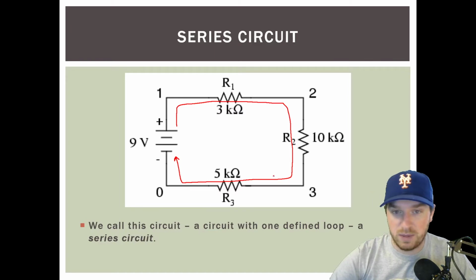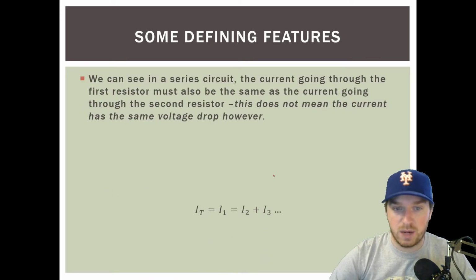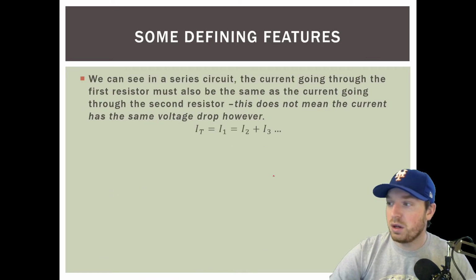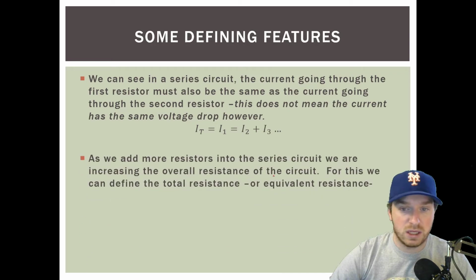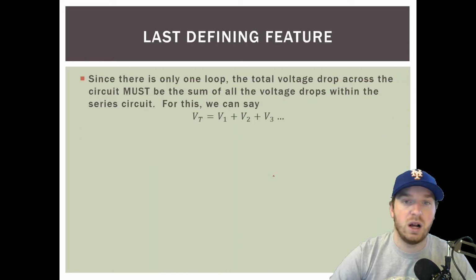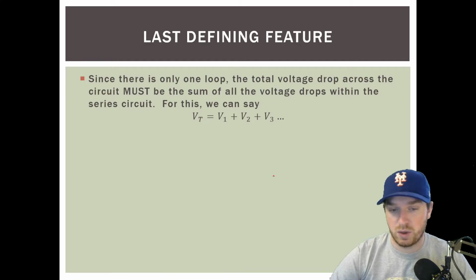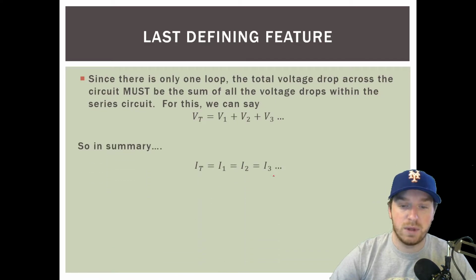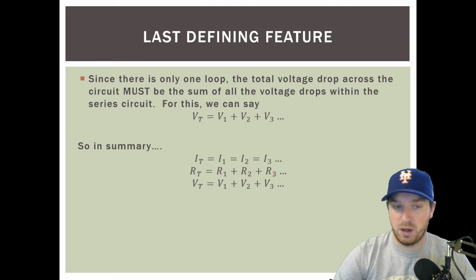Okay, now we're going to skip a couple slides, and we'll talk about this stuff next week: how the current going through one has to be the current going through all of them, and the resistance is equivalent, and the voltage drops have to be summed. But for right now, we are going to actually talk about another type of circuit.